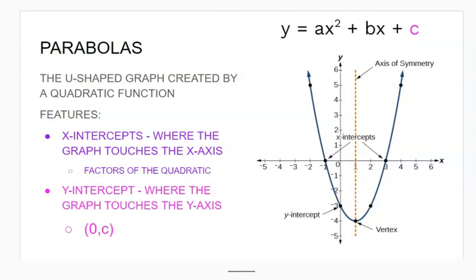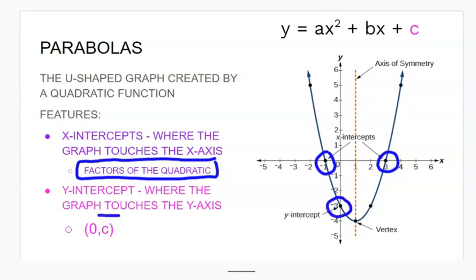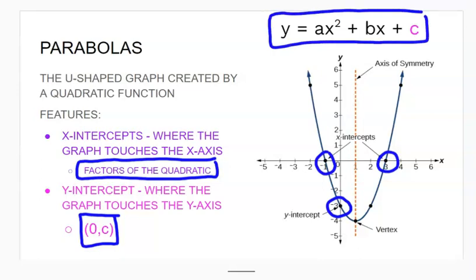All right, and then we still have our x-intercepts. Those are where we touch that x-axis right there. They are also factors of the quadratic. So if we were to go back to what we learned in Unit 6 about factoring and factor our quadratic, that would give us our x-intercepts. And then the y-intercept is where we touch that y-axis. And that one is really nice. It's just 0, c. So in our standard form, whatever this c value is going to be the y-intercept, which is very handy when identifying that.